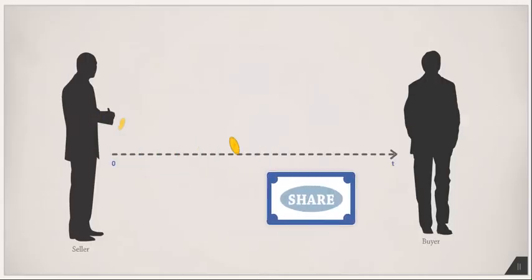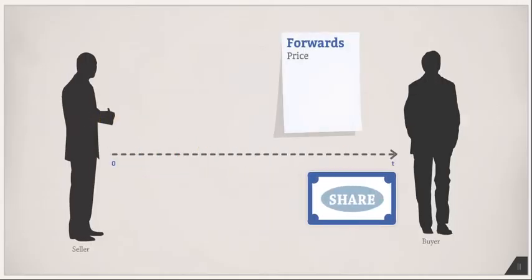The intuition behind this is that since holding the asset is more profitable than holding a forward, the income that one generates from possessing the asset should be subtracted from the price that has to be paid for a forward.